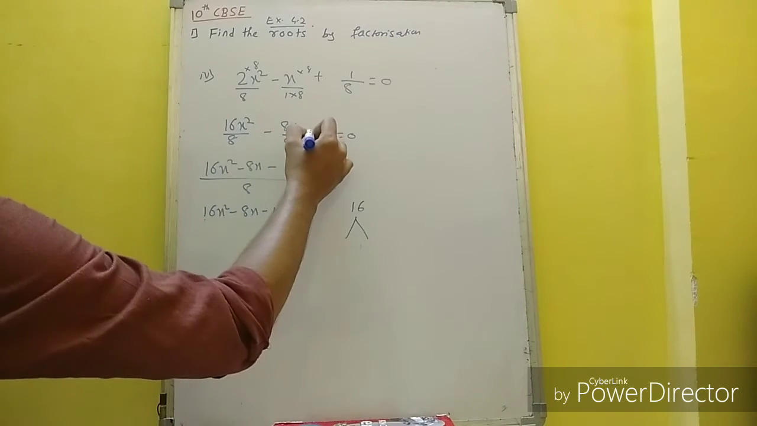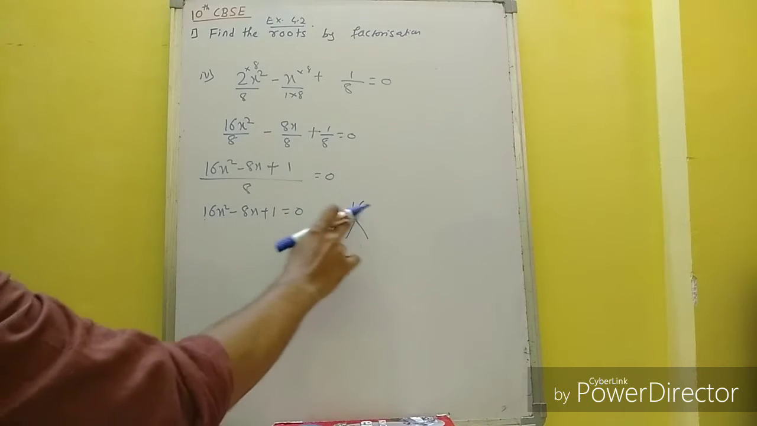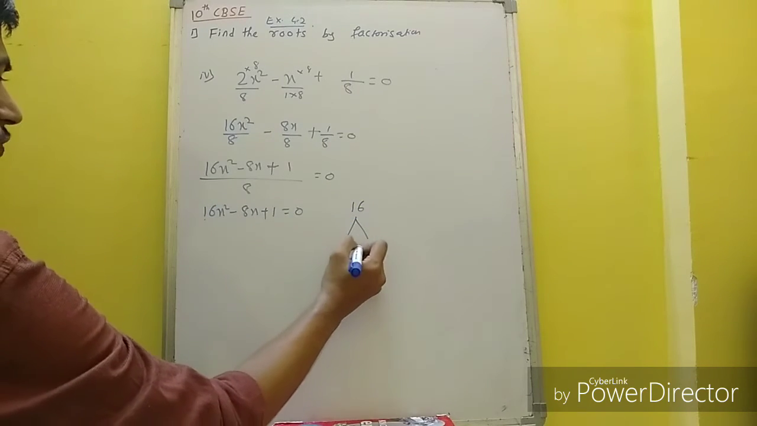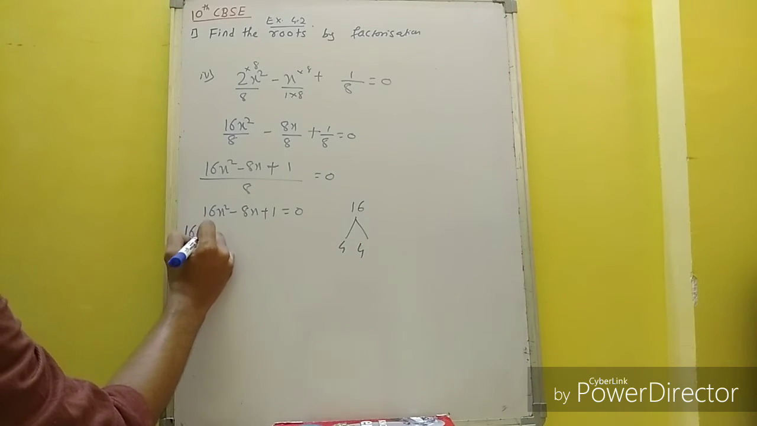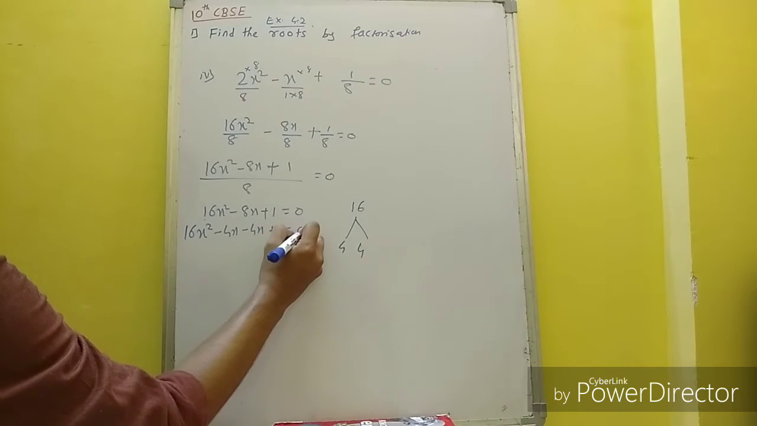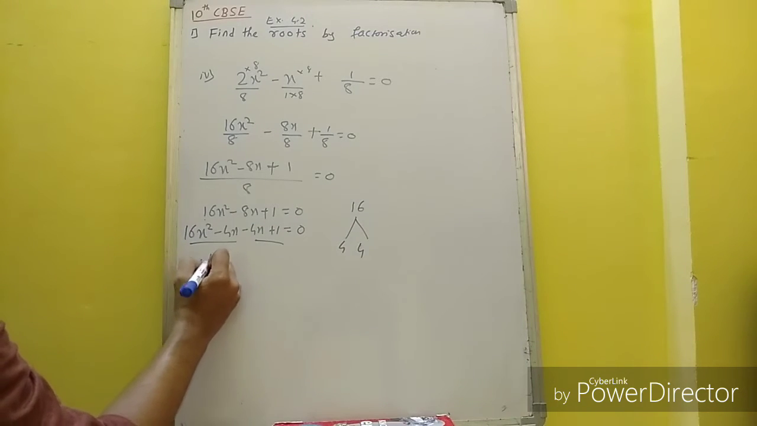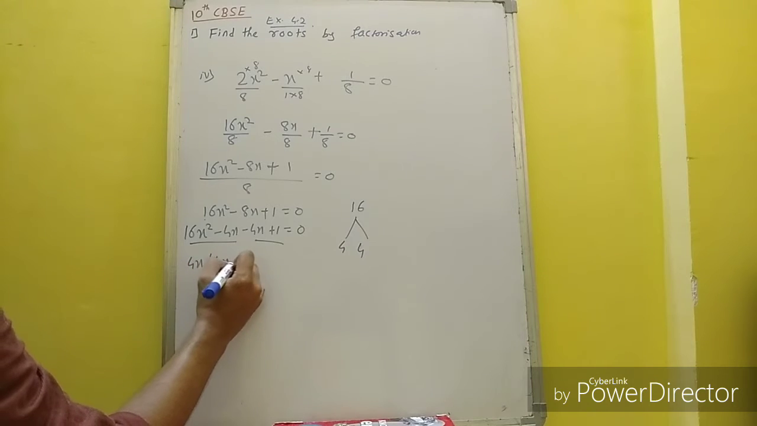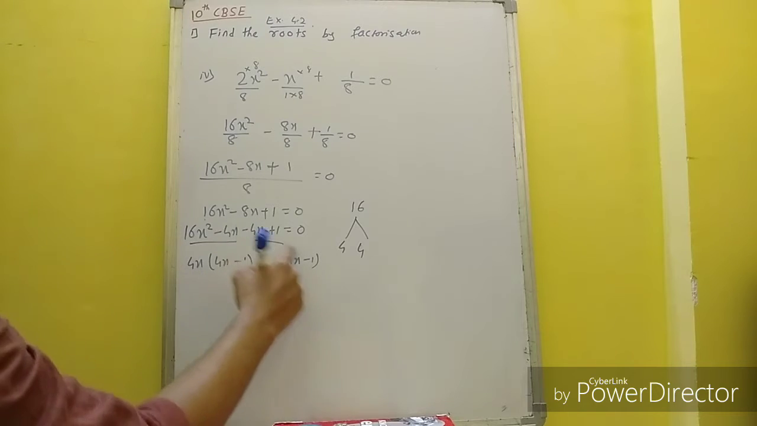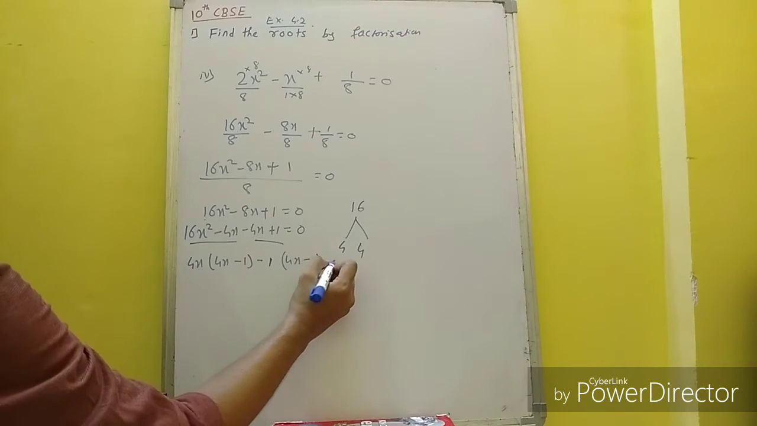Oh, sorry, it is plus sign over here. Plus sign, my bad. So we need to split 16 so that in addition we should get 8. So it is 4 4s are 16x square minus 4x plus 1 is equal to 0. So we can take 4x common. So we will have 4x minus 1. Here also 4x minus 1. Signs have changed. Minus sign. Okay. And 1 is equal to 0.